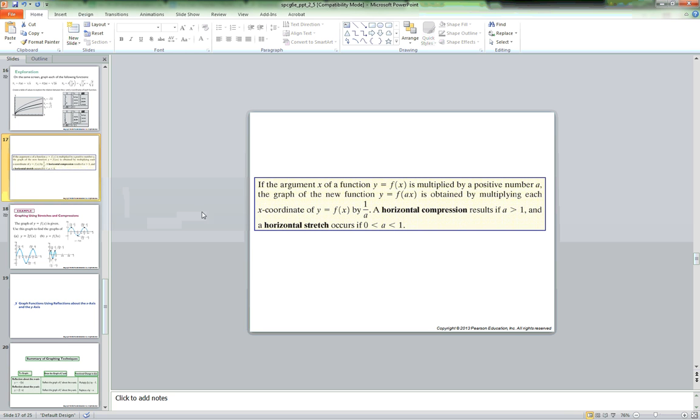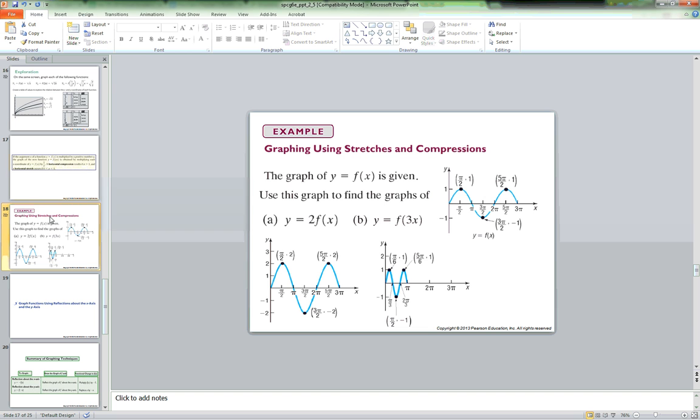Okay, so for a horizontal change, if the argument x of a function y equals f of x is multiplied by a positive number a, the graph of the new function y equals f of ax is obtained by multiplying each x coordinate of y equals f of x by 1 over a. A horizontal compression results if a is greater than 1, and a horizontal stretch occurs if 0 is less than a is less than 1. So we're going to multiply each x coordinate by 1 over a. And let's see how that applies here.